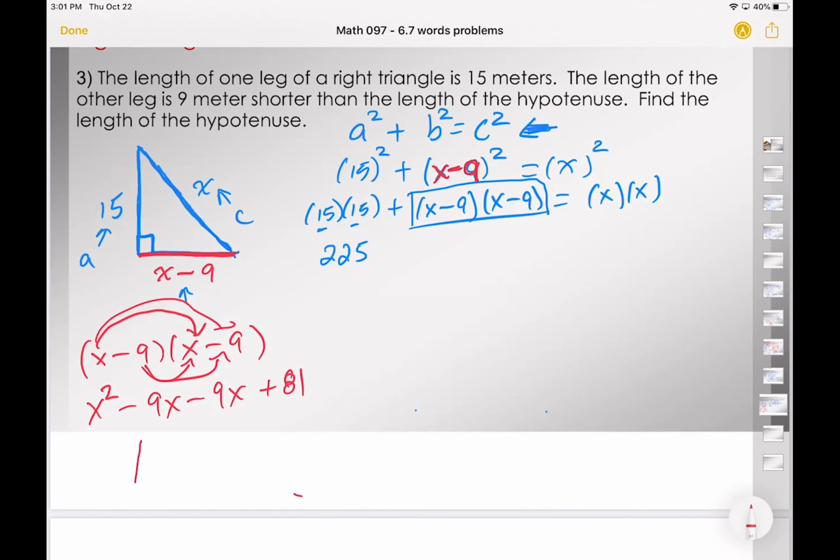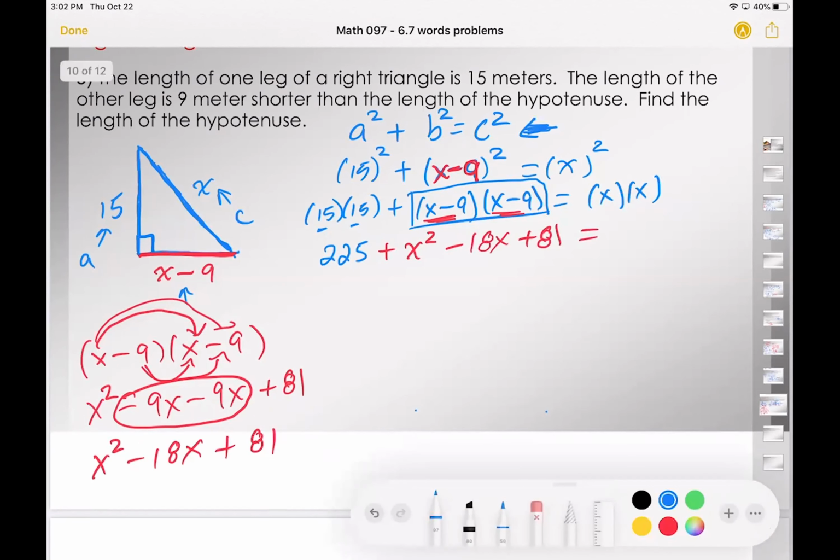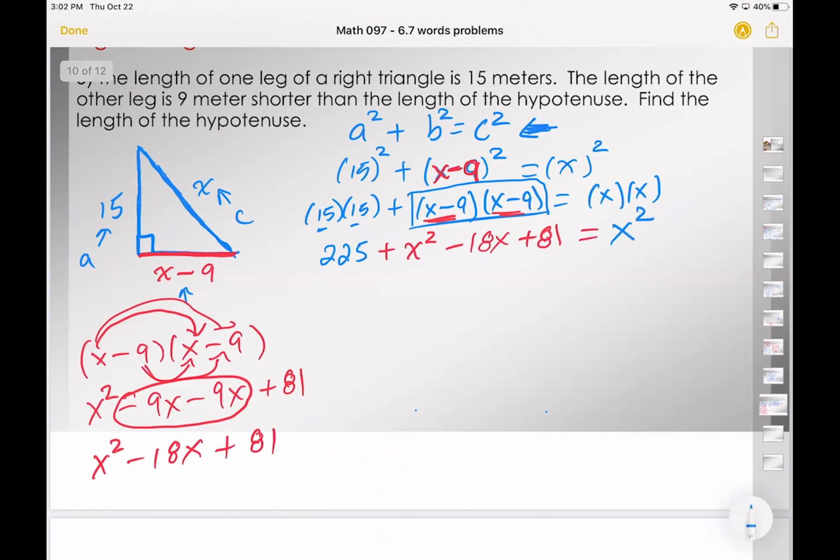But if not, do you agree that these are my like terms? So let me erase this. What I have is x squared minus 18x plus 81. Meaning we FOIL this thing out, and we FOIL that thing out, and this is what we have: x squared minus 18x plus 81. And again, do you agree that x times x is simply x squared?